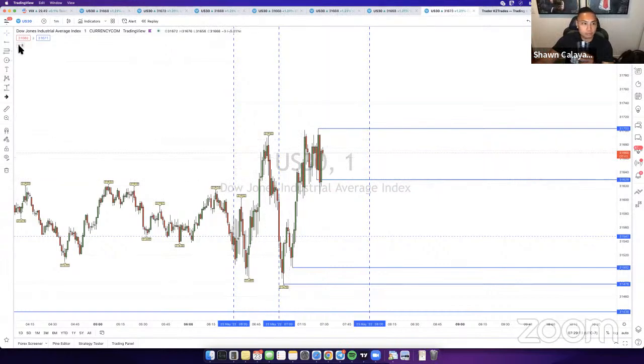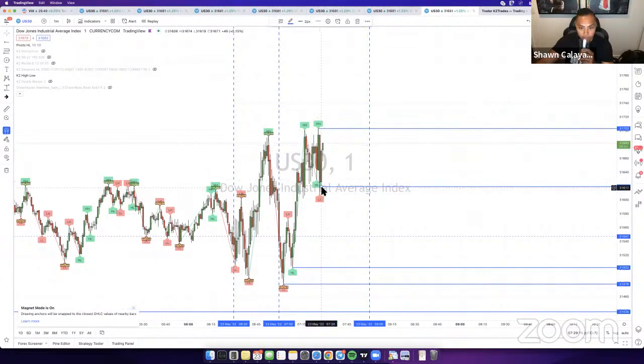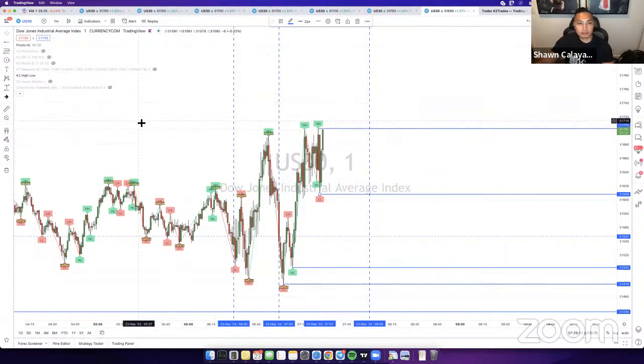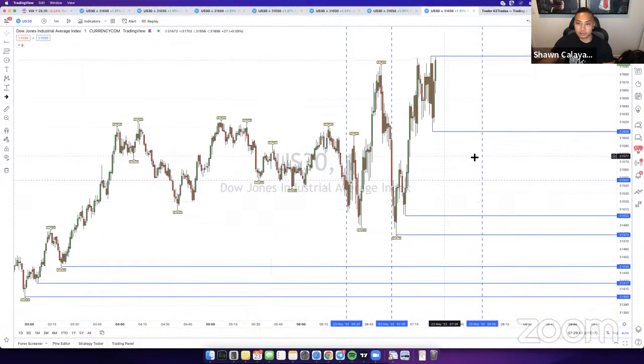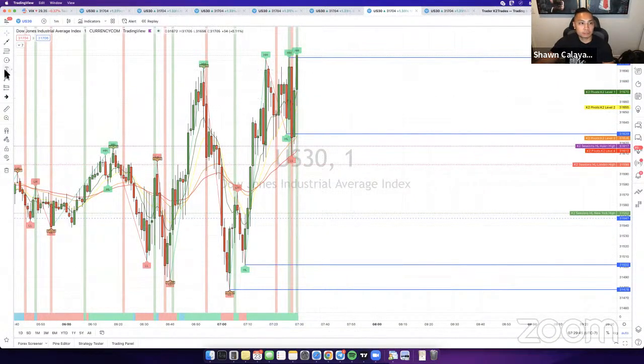Still nothing here. Let me just move this down a little bit. All right, we're basically looking for price to break and close above this high here, then come back for the retest. If it even gets that far. Looks like volatility kind of died down a bit. Here's the markup.